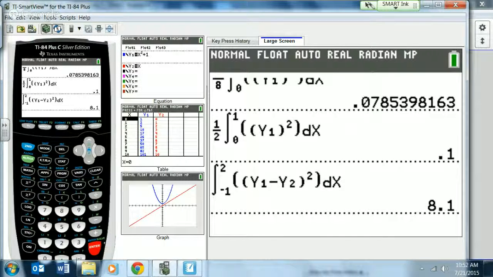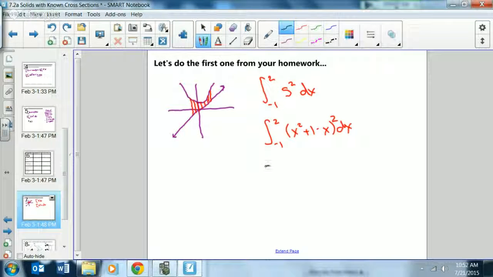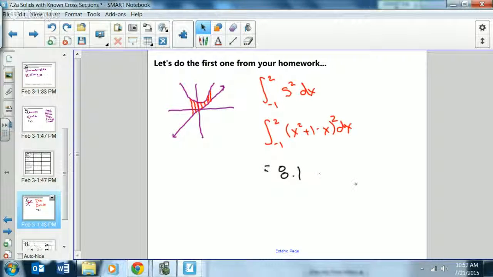And I'm getting 8.1. All right. All of these should be positive answers. If they're not, you did something wrong. Okay, you shouldn't be getting negative volume. All right, so my answer is 8.1 cubic units.